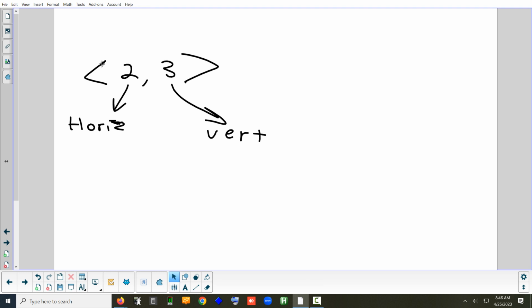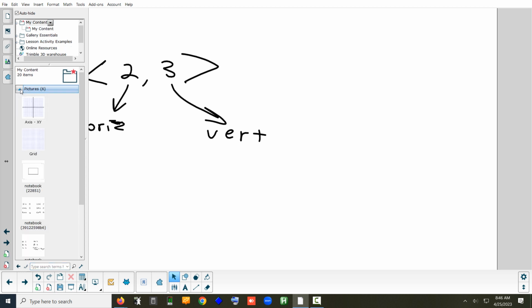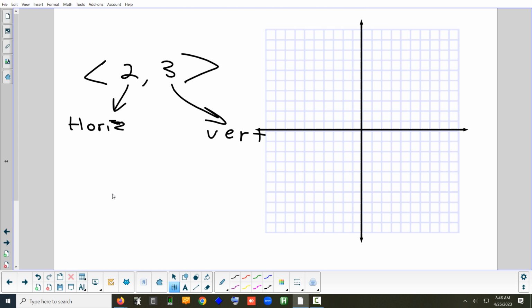So the idea is if you wanted to draw that vector, well, you need a piece of graph paper. Now this doesn't tell you where to start. You can start anywhere you want. So pick a place to start. And it says from that you go 2 units right and 3 units up. So 2, 3, and that is a picture of the vector 2, 3.